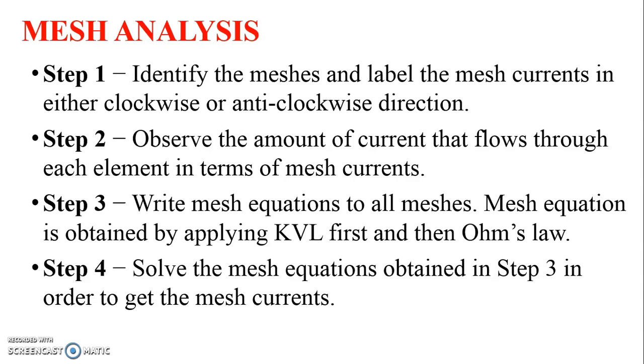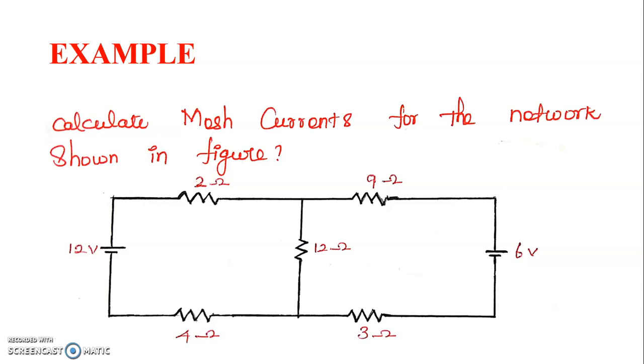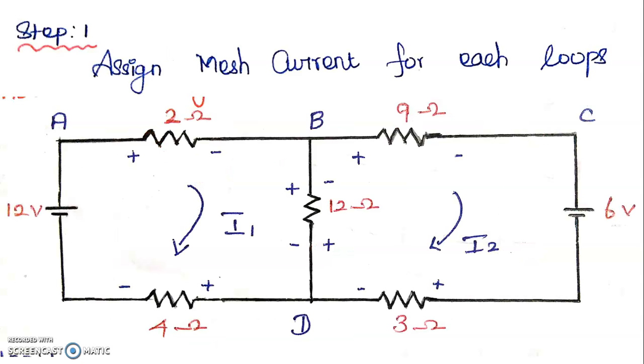So next one is the example problem. In the question they ask to calculate the mesh current for the network shown in the figure. For step 1, identify how many meshes are present in the circuit, then label the mesh current in either clockwise or anti-clockwise direction.